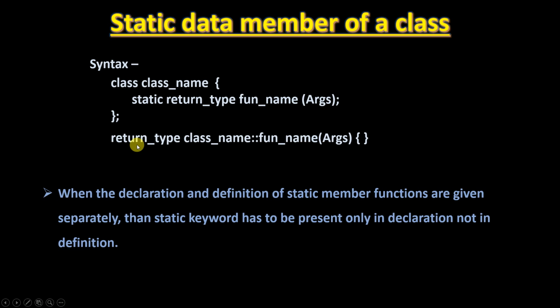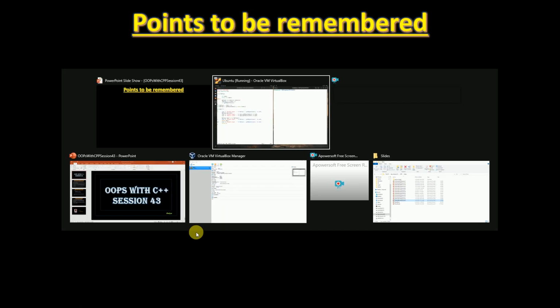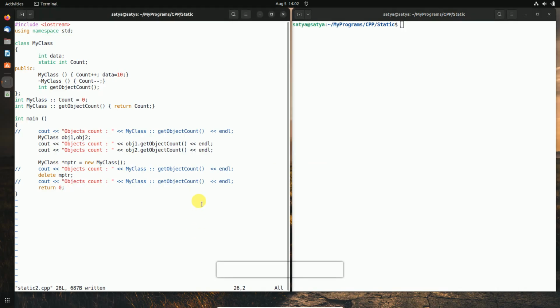Okay, so now again we come back to the program, using the same syntax. This program is fine. The only thing is I have to make my get object count static. Provide the static keyword. Now it is a static member function. So then all these things will work now.